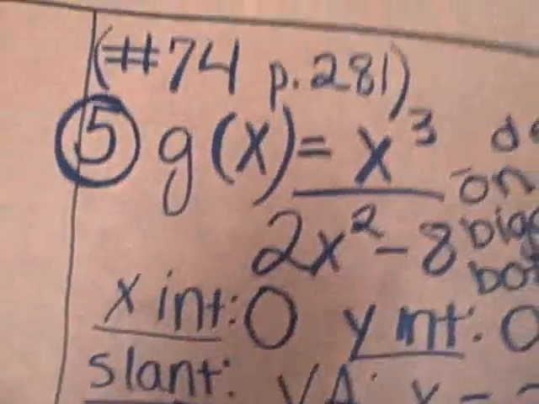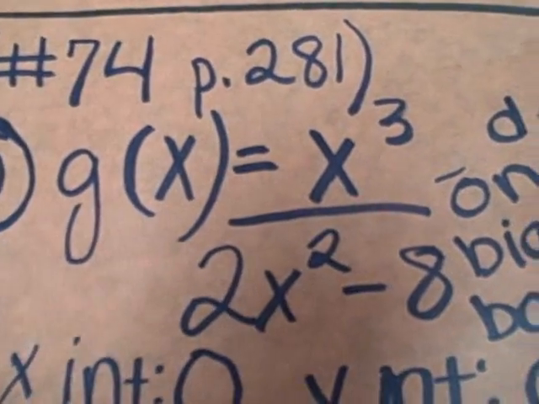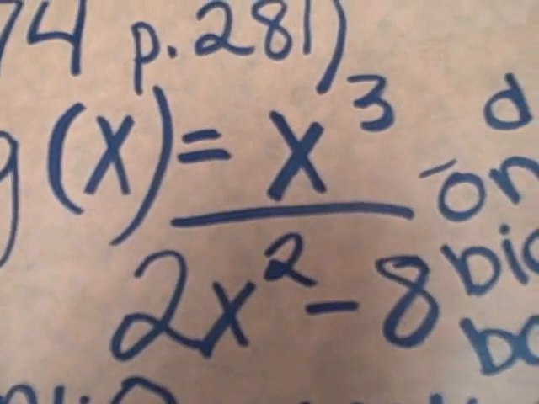Okay, so our last example is number 74 from page 281, and Sarah's going to explain this one. Okay, this one is g of x equals x cubed over 2x squared minus 8.